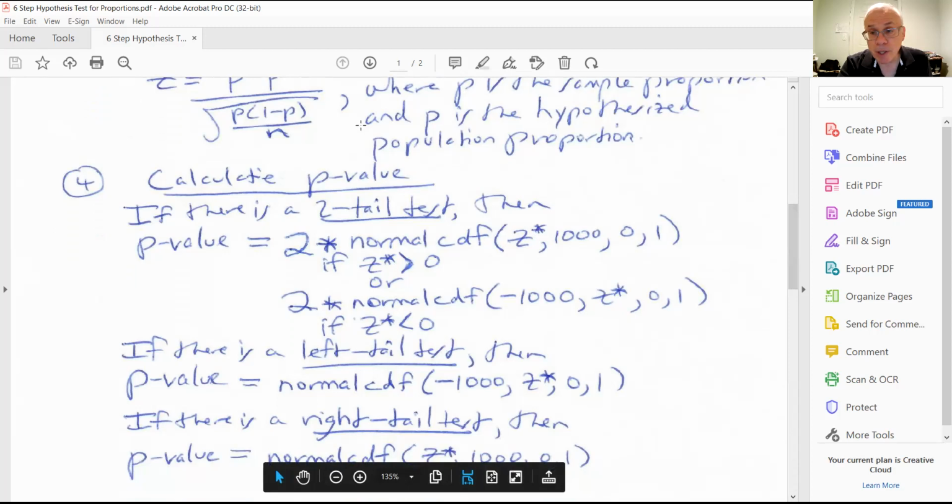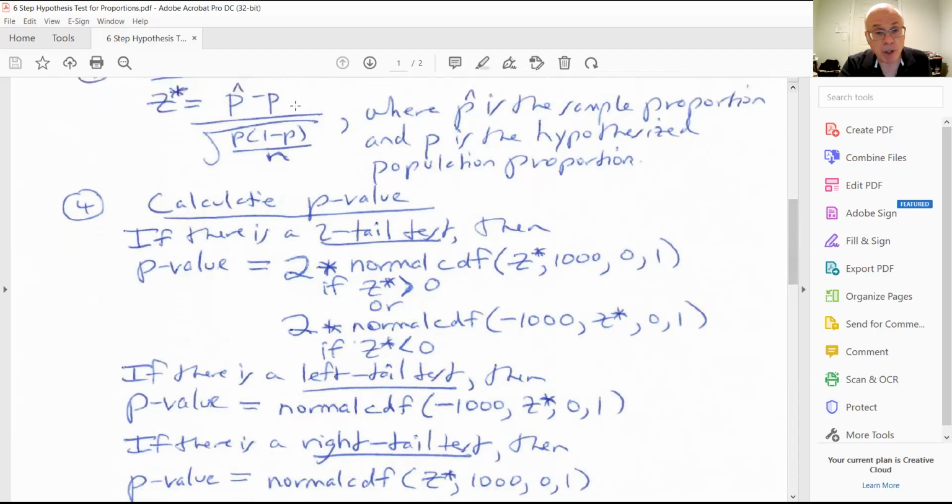If it's a two-tailed test, that is, P is not equal to in the alternative hypothesis, remember the p-value is 2 times normal CDF, and we use Z star, the test statistic, inside here.